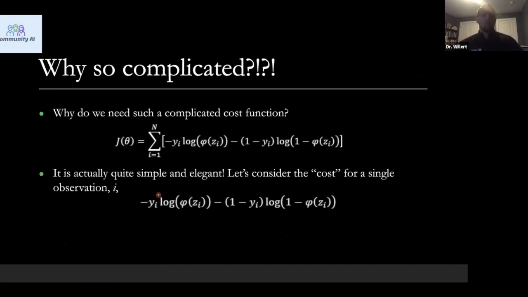So you might be asking, why do we need such a complicated cost function? If we remember the cost function from linear regression, it was really quite simple. We were just computing the mean squared error. So we'd compute our prediction and then subtract off the actual value, square it, sum those up, and divide by the total number of samples. Well, this cost function is actually almost as simple and elegant, but we need to really break it down and look at the cost for a single observation i. So let's drop the sum and pretend we're looking at a single observation i. And so I've just rewritten everything that's inside the brackets.